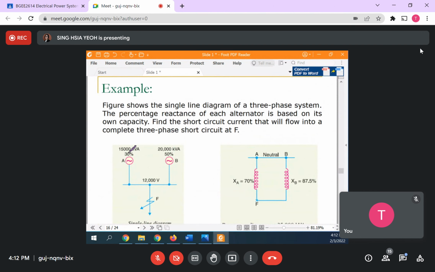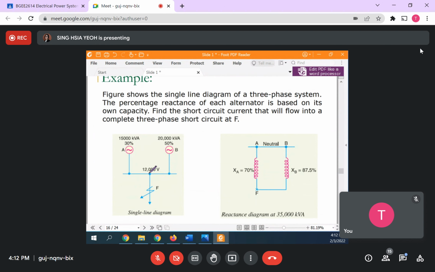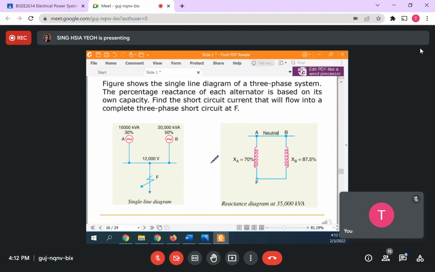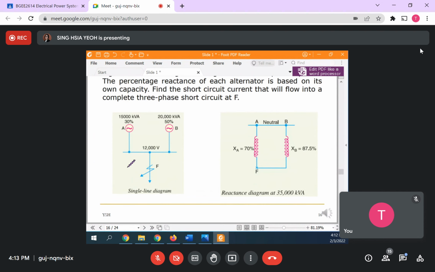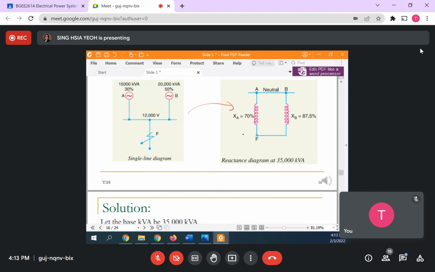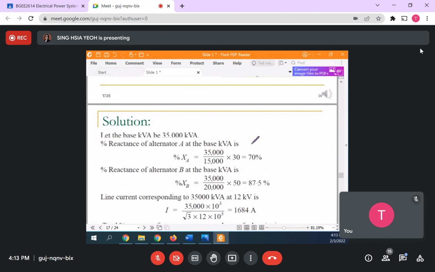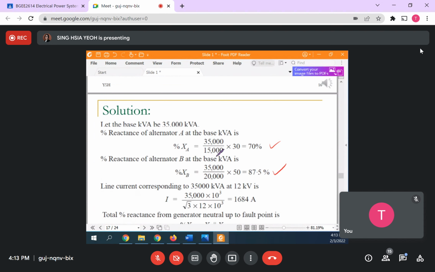Again here, you have 15,000 kVA with 30%, and 20,000 kVA with 50%, at 12,000 volts, and here we have the single line diagram. They change it to the reactance diagram, which is basically something like this. The fault will occur here. For the solution, you find the %x converted to the new reference value, 35,000 kVA.